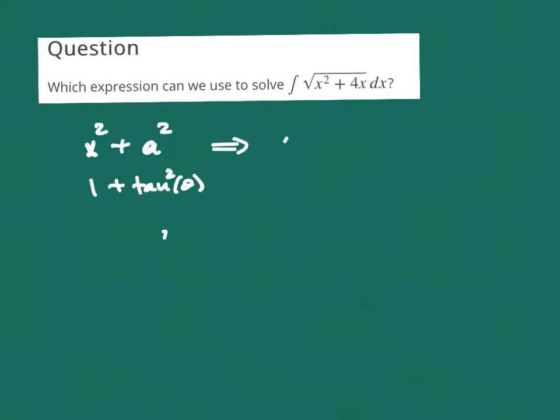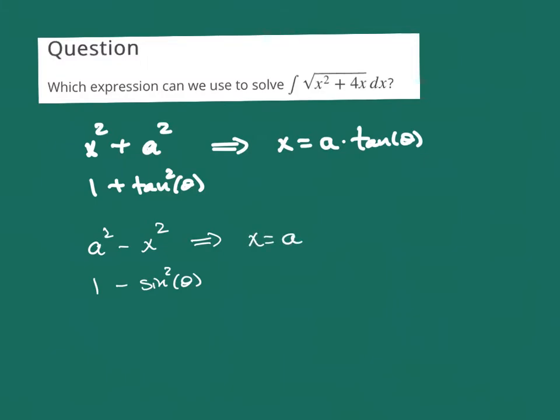And so our substitution was then going to be a times tangent of theta. If we had something that involved an expression of the form a squared minus x squared, that was reminding us of 1 minus sine squared. And so that was going to tell us that our substitution was going to be something along the lines of a times the sine of theta.